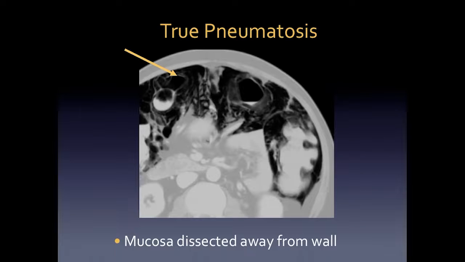And then this is sort of like the sine qua non of pneumatosis, where you're not only seeing gas in the non-dependent wall, but you're actually seeing mucosa dissected away from the wall. So really striking pneumatosis of the colon here.